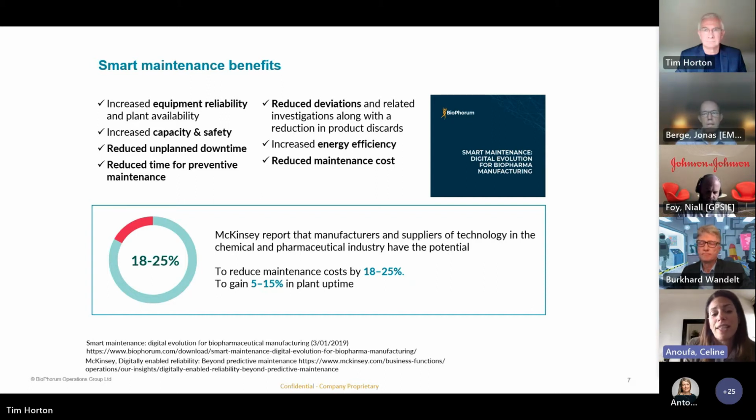So the BioPhorum group identified those needs and also published a first paper about smart maintenance with key players in the industry, with some who are here today. I invite you to read it. It's super insightful.